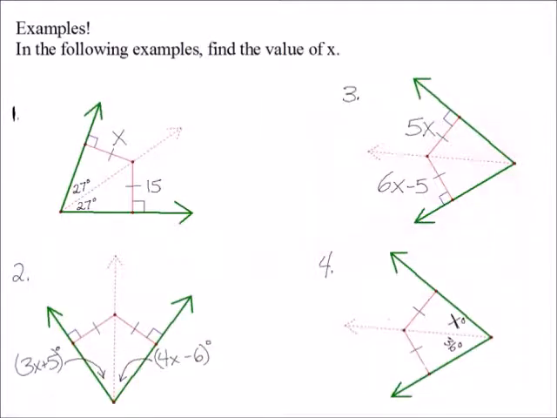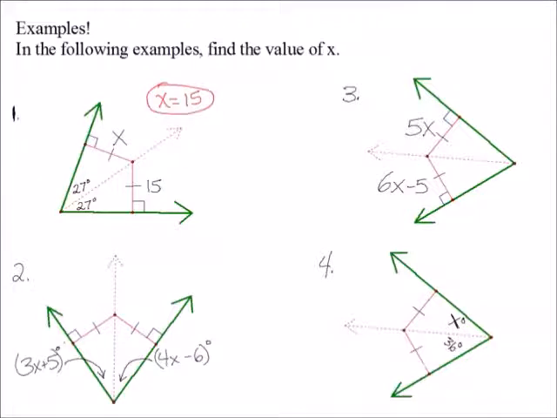So here we go. In the following examples, find the value of x. Well, we know we have an angle bisector because of 2 things. Number 1, we have the right angles, okay? And these angles are the same. This angle is 27, this angle is 27. So that means that this is going to be the same. This is just simple. According to the angle bisector theorem, x has to be equal to 15. Okay, so number 1 is done.